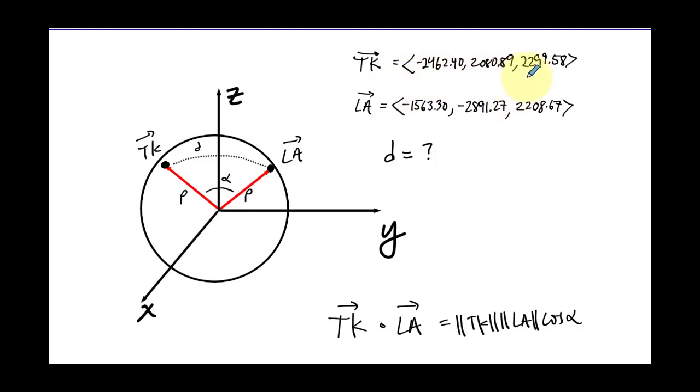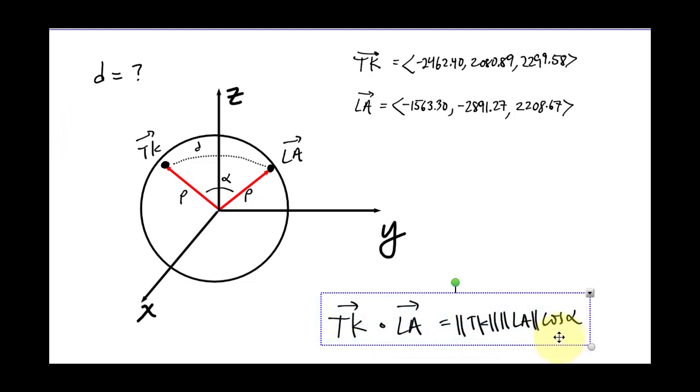So we can copy our vectors that we had just calculated. And how do we figure out this angle alpha? It's the angle between two vectors. And we have a way to do that. It's the dot product. It's the dot product that gives me an angle between two vectors.